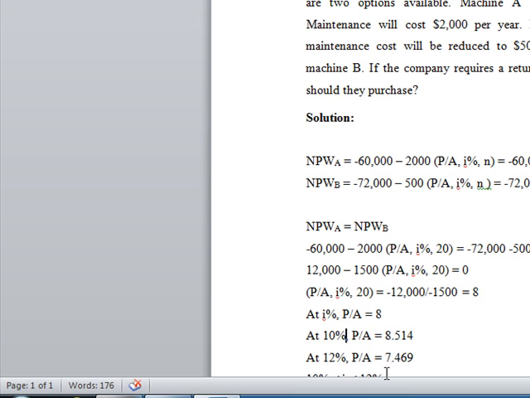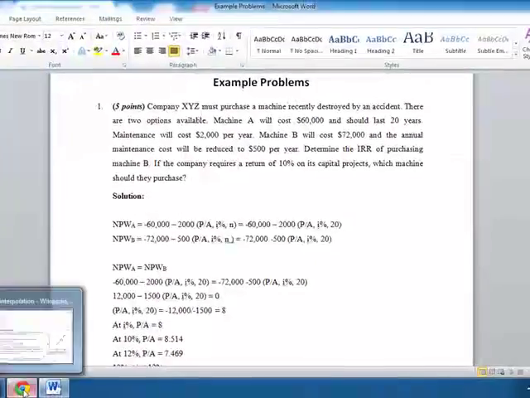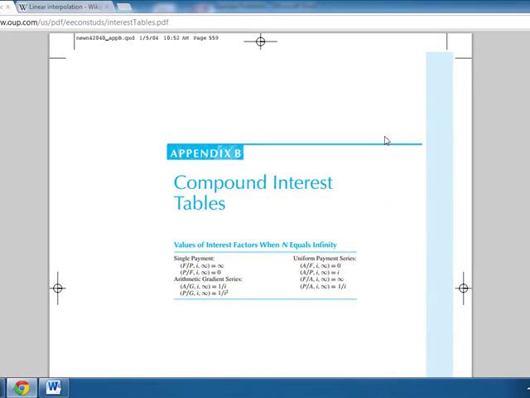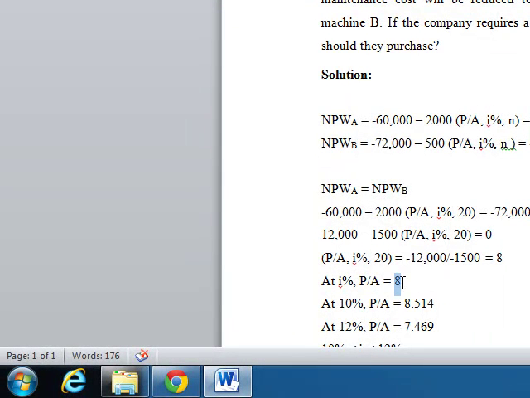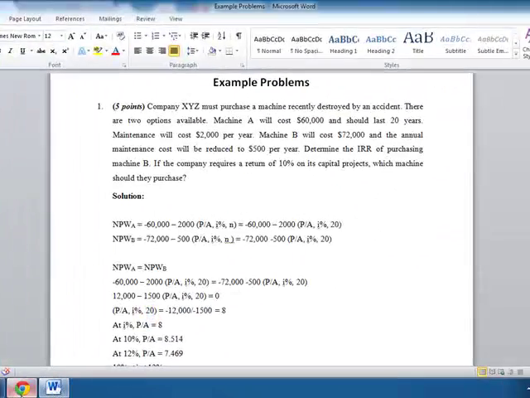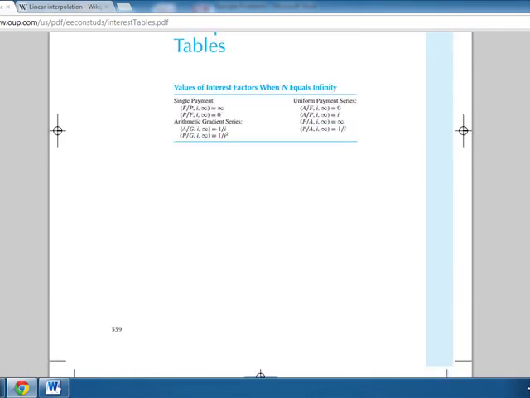Now we need to look at the compound interest tables at the back of your book, which is in Appendix C. The table starts on page number 595. I don't have access to the book right now, so I'm going to show the same tables on this website here. I have a compound interest table website, right? We know P given A, which is 8, and we need to find out the interest rate. We also know N is equal to 20 years, so we need to find out the I.